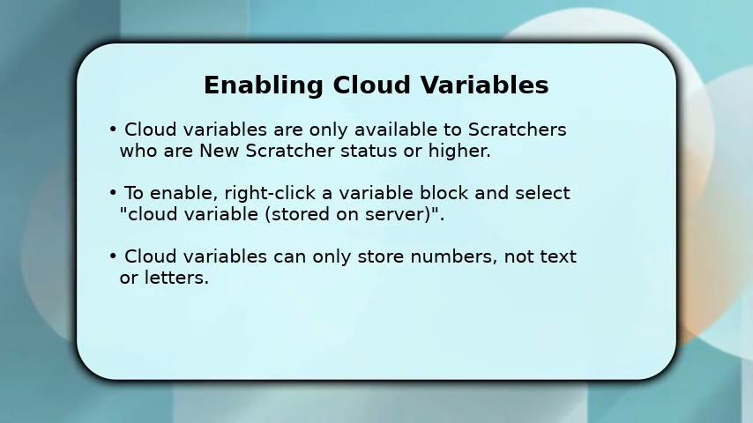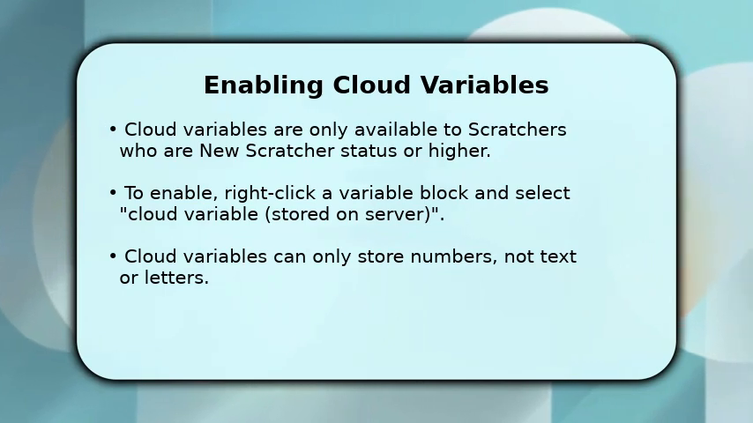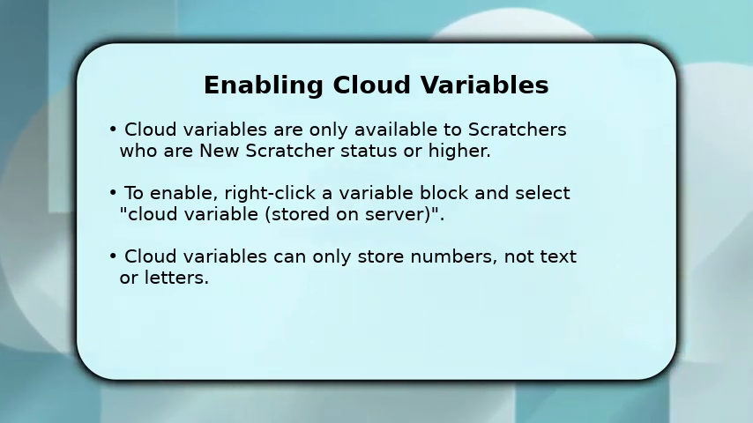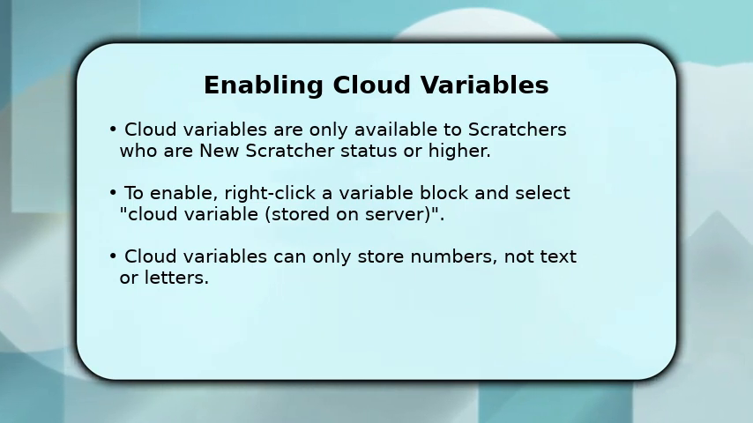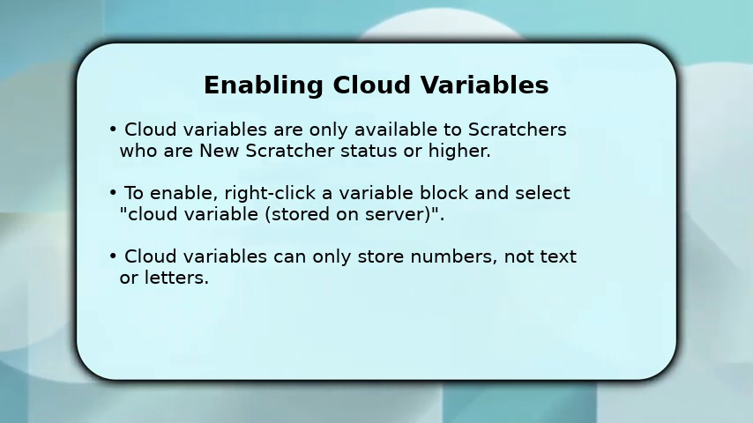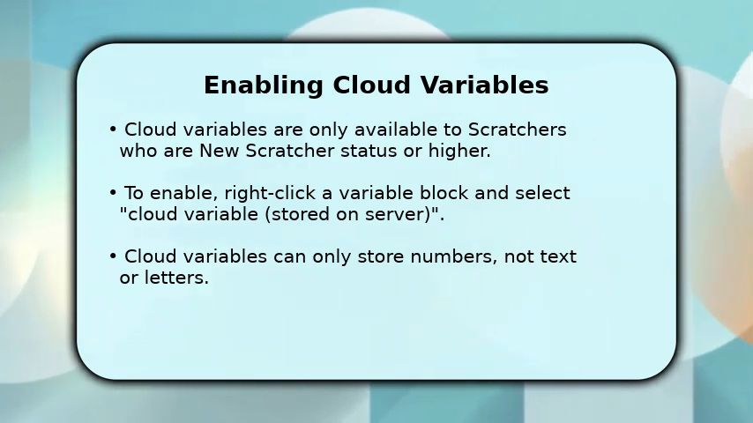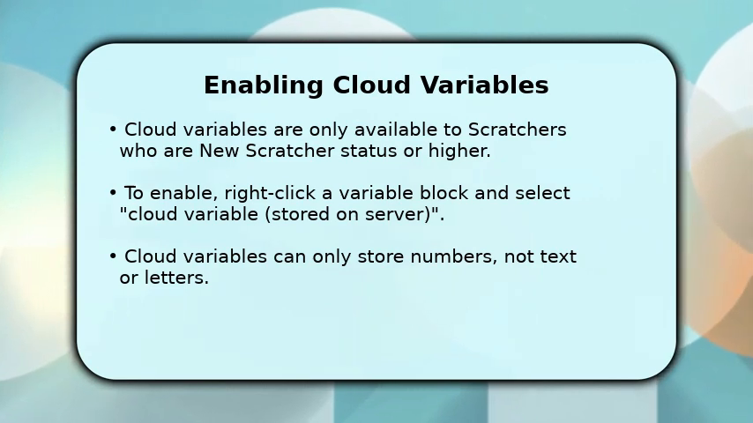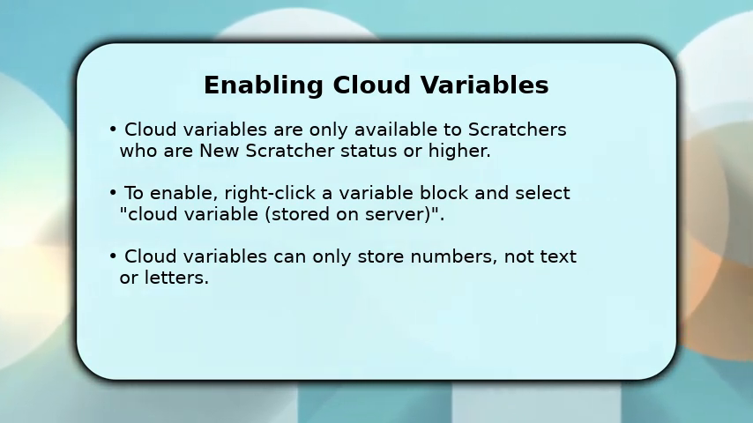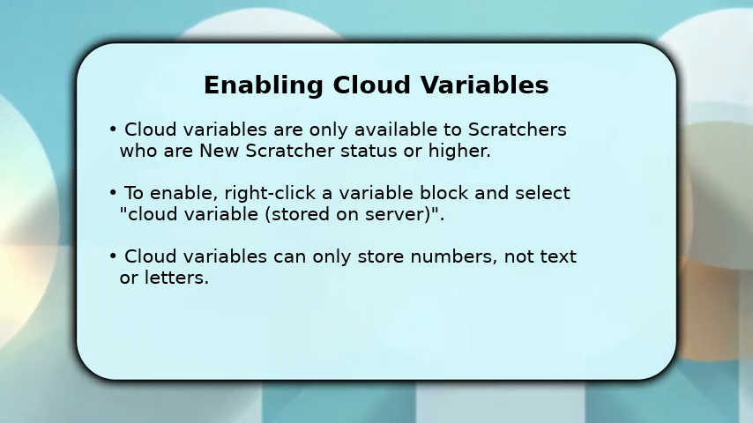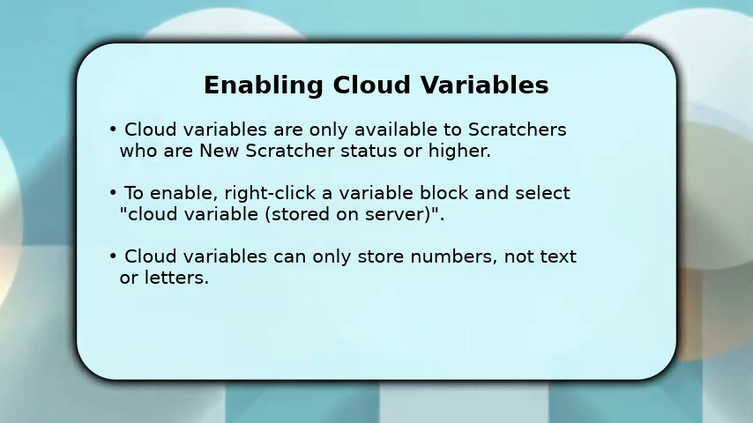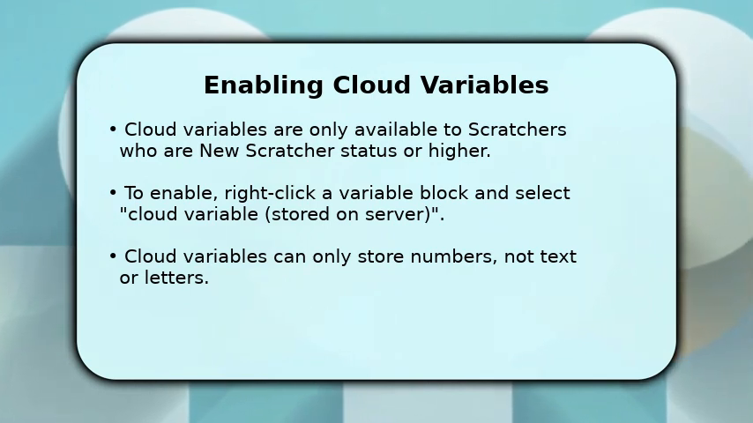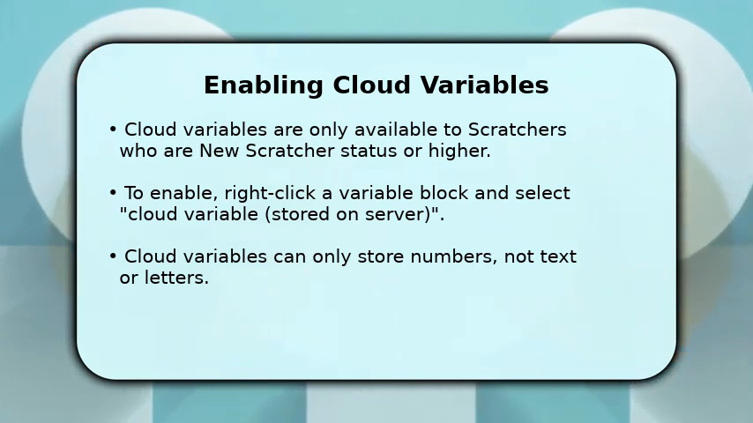To begin, you need to enable cloud variables in your Scratch project. First, ensure your account has new Scratcher status or higher. This feature is not available to brand new accounts. Then, simply create a new variable or right-click an existing one in the Variables palette. From the context menu, select the option Cloud Variable Stored on Server. Remember, these variables can only store numerical values, so plan your game logic accordingly.